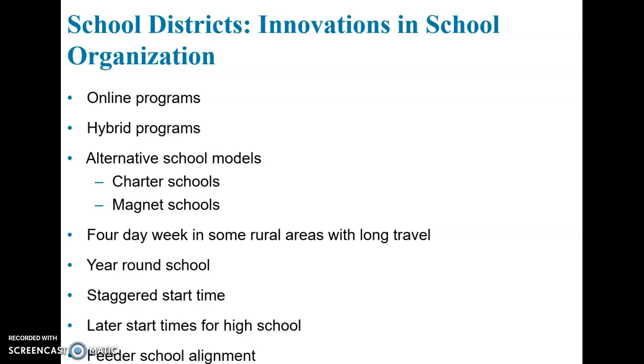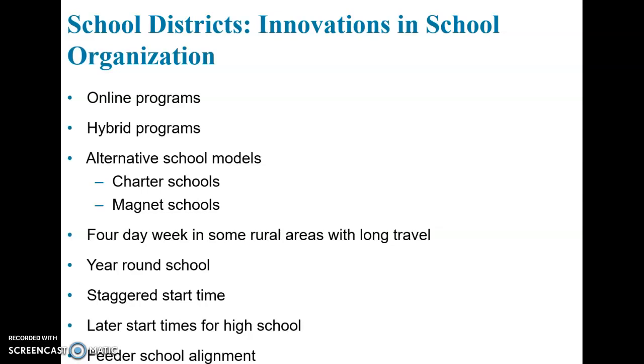Staggered start time, a very effective solution to having several thousand kids arrive at a school at the same time, is to have different start times. For example, 9th and 10th graders arrive for the beginning of first period, while 11th and 12th graders don't arrive until the beginning of second hour.